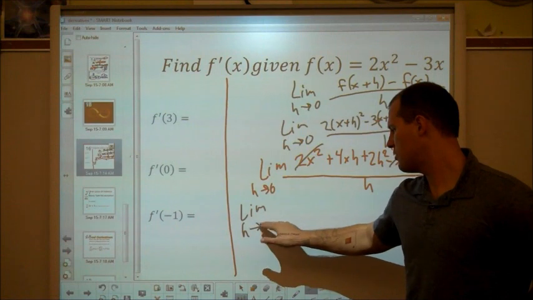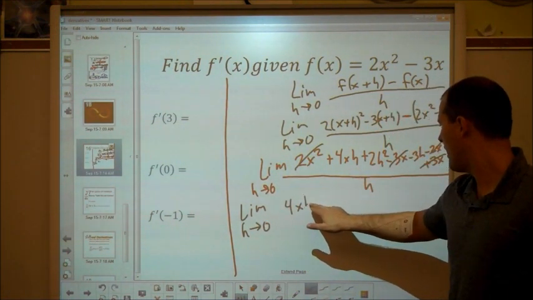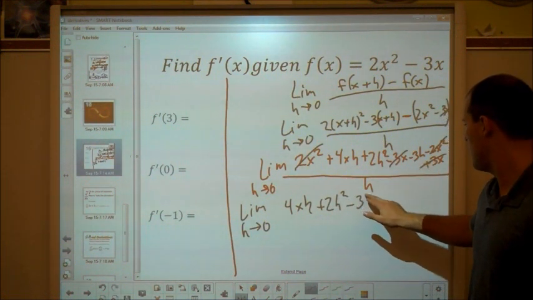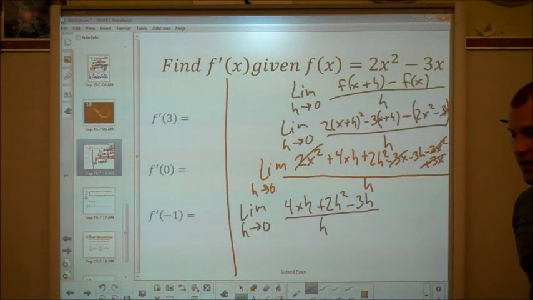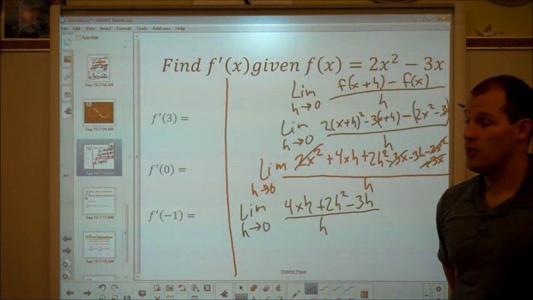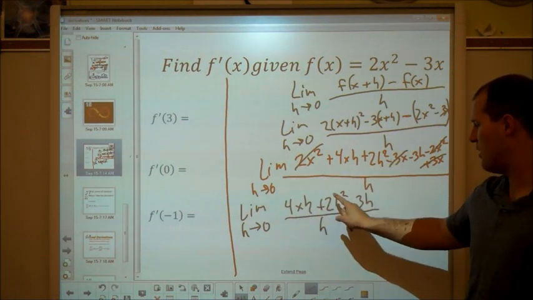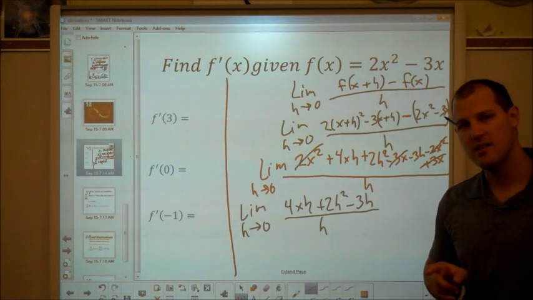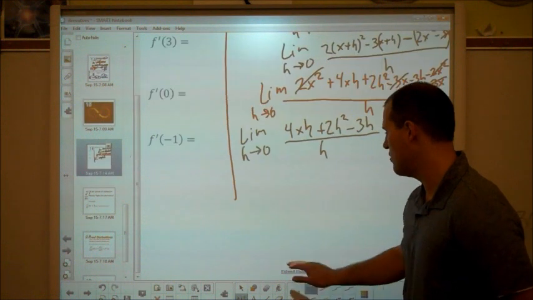Limit as h approaches 0 of, alright, less stuff to write this time, 4xh plus 2h squared minus 3h over h. Alright, nothing cancels out, so now what? Normally, you're going to get into a situation where every single term has the letter h in it. And when it does, just like we did in the previous example, it's time to factor out that h.